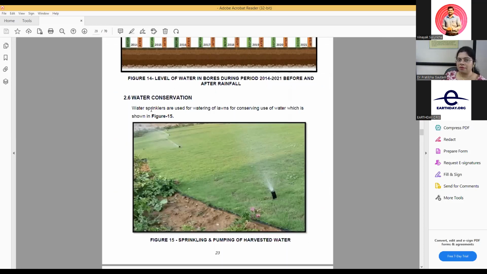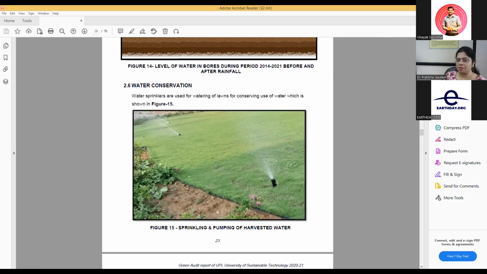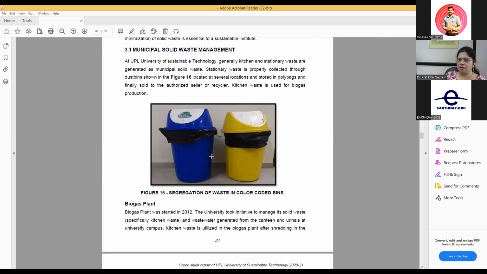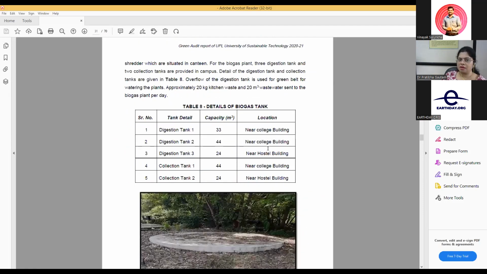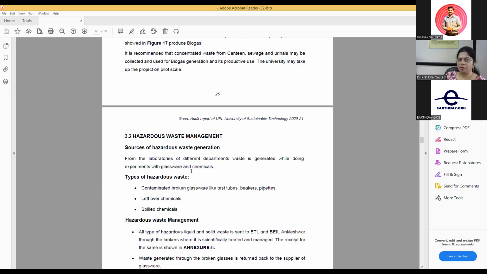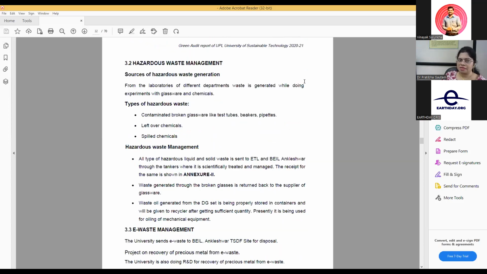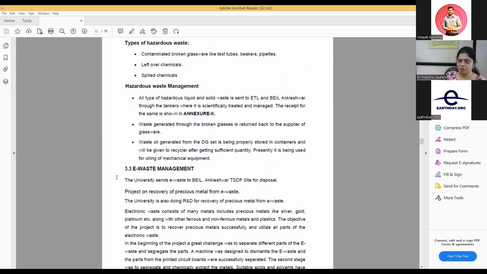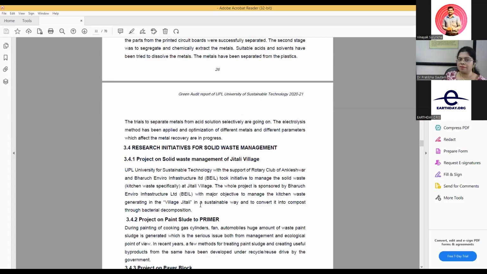Other initiatives for water conservation, like using sprinklers instead of normal piping. Then how we are managing our waste, like segregating the waste. We also have a biogas tank where all the kitchen waste goes. There are details about how many tanks there are and where they are located, then how the hazardous waste is managed, and how the e-waste is tackled.